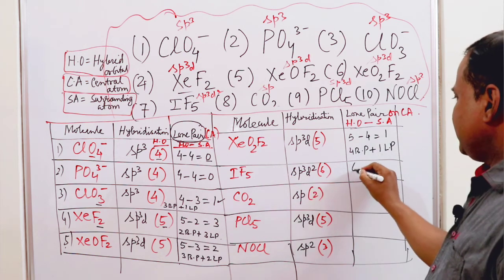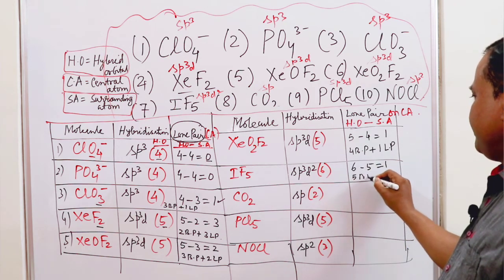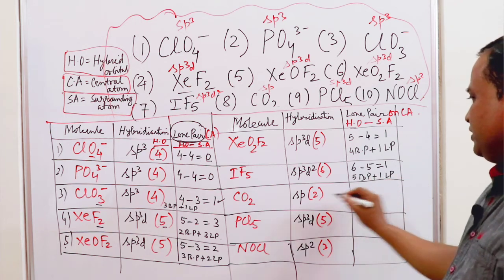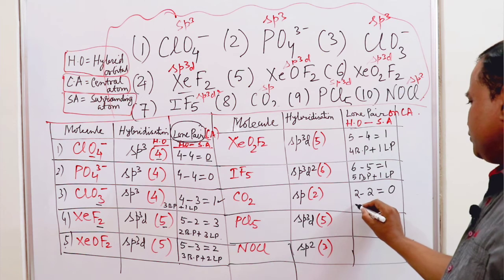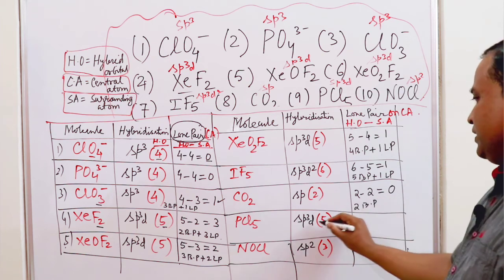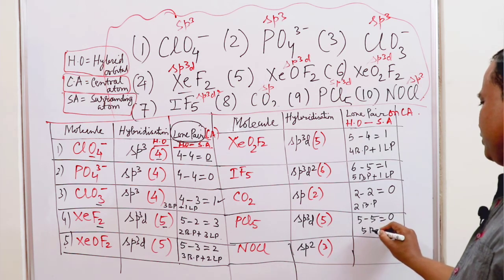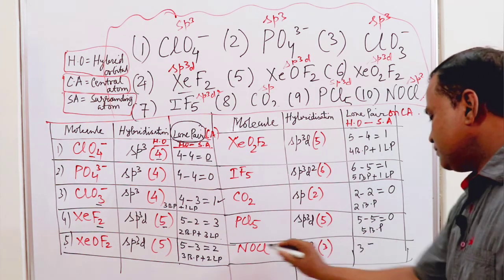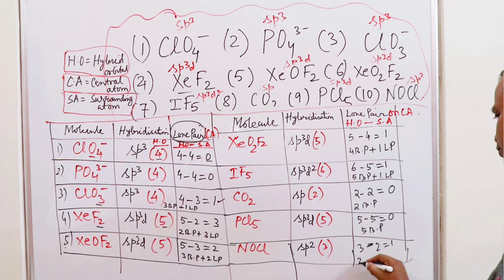Next come to this, this is 6 minus 5, so that is 1. So out of 6, 5 bond pairs plus 1 lone pair. Come here, 2, how many surrounding atoms? 2. So the central atom does not have lone pair, it has only 2 bond pairs. Okay, let's come to PCl5, 5 minus 5, 0. So that means it has 5 bond pairs, no lone pairs. Come to the last one, that is 3, 1 plus 1, 2. So 3 minus 2, this is 1. So that means out of 3, 2 are bond pairs and 1 is lone pair.